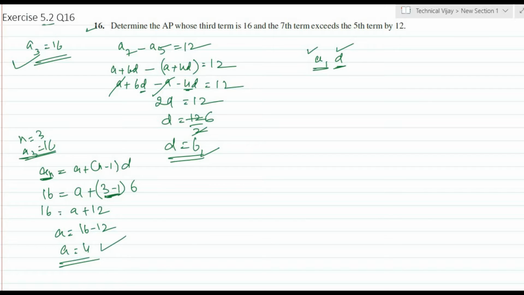So A we know, D we know, we can write the AP. The AP can be written as A, A plus D, A plus 2D, A plus 3D, like this. So A means 4, A plus D means 4 plus 6, that is 10, A plus 2D means 4 plus 12, that is 16, then 16 plus 6 is 22. Like this we can write the AP.